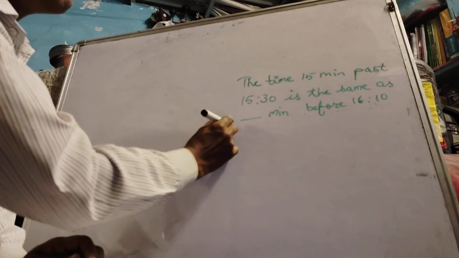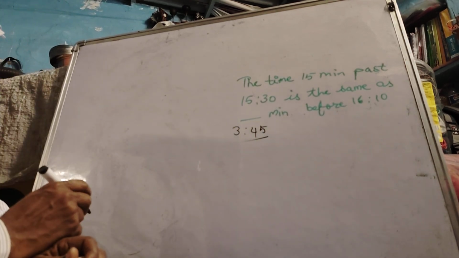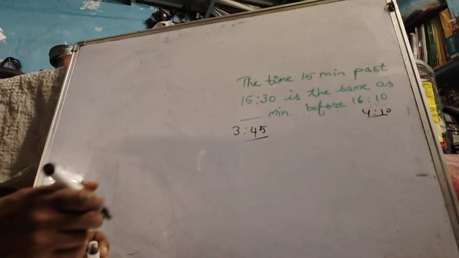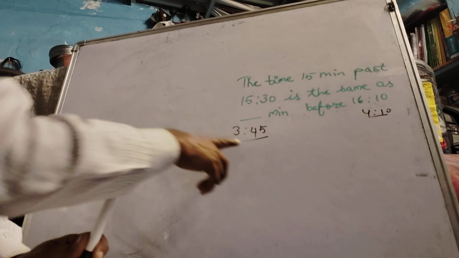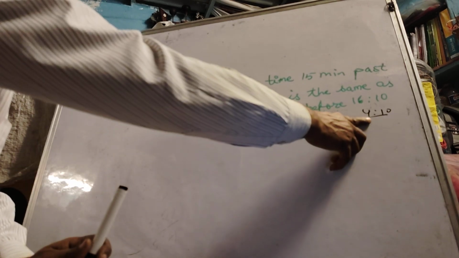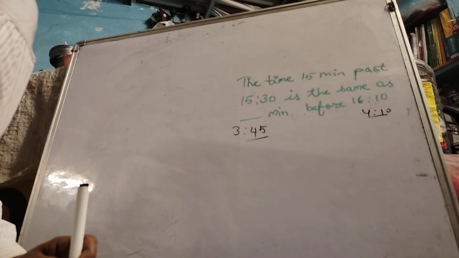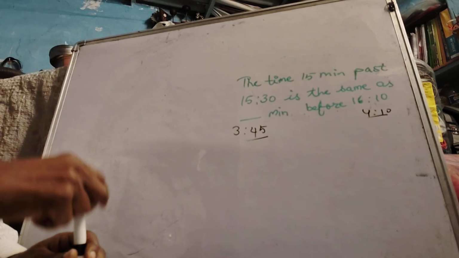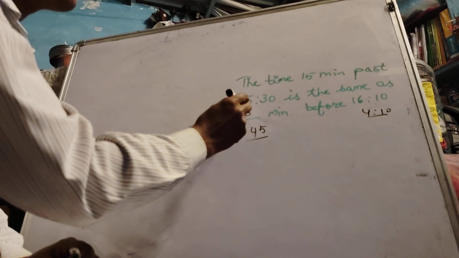So the actual time is 3:45, and 16:10 means 4:10. How many minutes before 4:10 is 3:45? 25 minutes. Correct, 25 minutes. So 25 minutes is the answer.